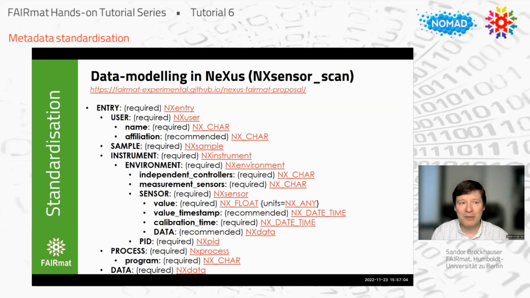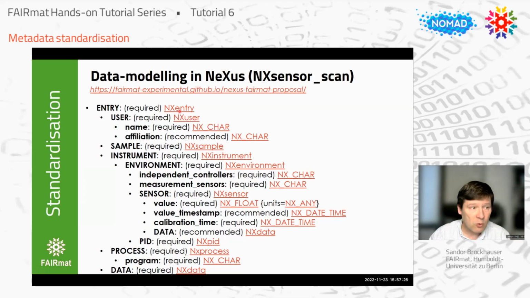This is a very generic thing, the NXsensor_scan. When you would like to make a scanning experiment, you basically alter the sample environment, and then at each point while you are scanning, you make measurements. How to describe it?